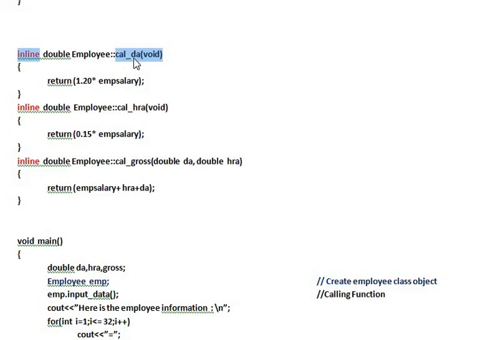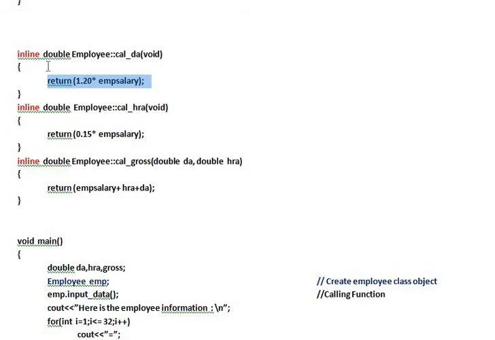However, the compiler can accept or even ignore the request. Whether the compiler will accept or ignore the request will solely depend upon the number of lines inside its function body. If you look over here, this inline member function cal_DA just consists of one C++ statement inside its function body. So the compiler is sure to accept this member function cal_DA to be inline.